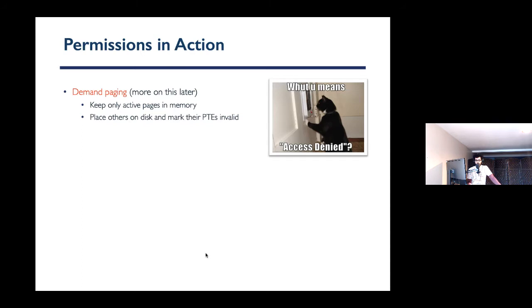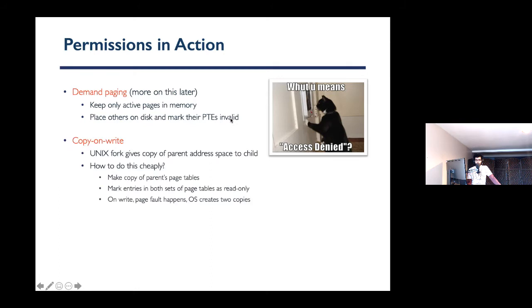So the process of migrating a virtual page to physical memory, to hard disk and bringing it back, it's called demand paging. We'll actually talk about it later. The way it's implemented is by using this invalid bit in the page table entry. The other one is copy on write. This is one optimization that many Unix systems do.